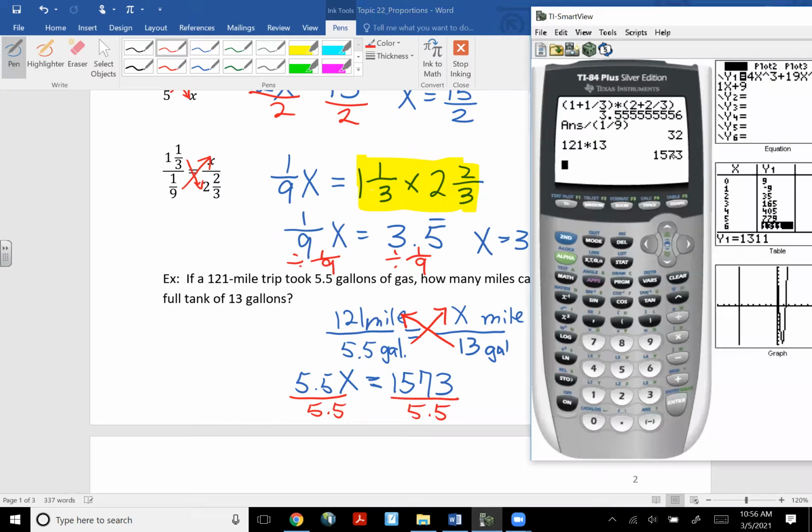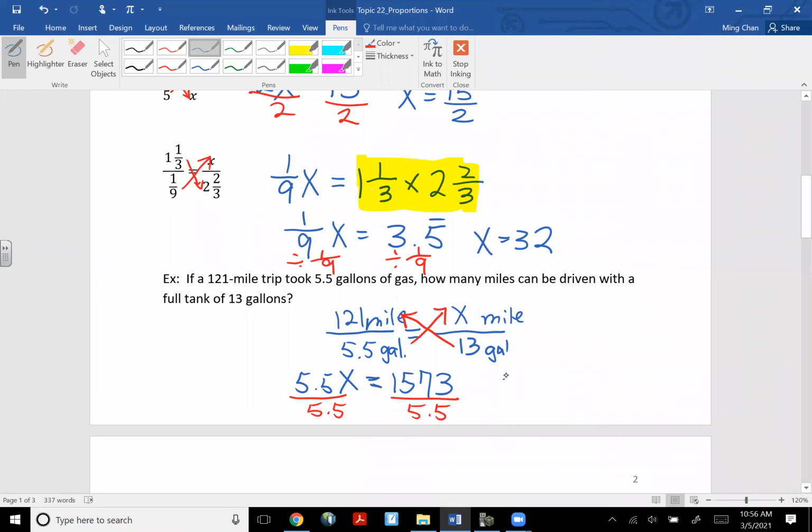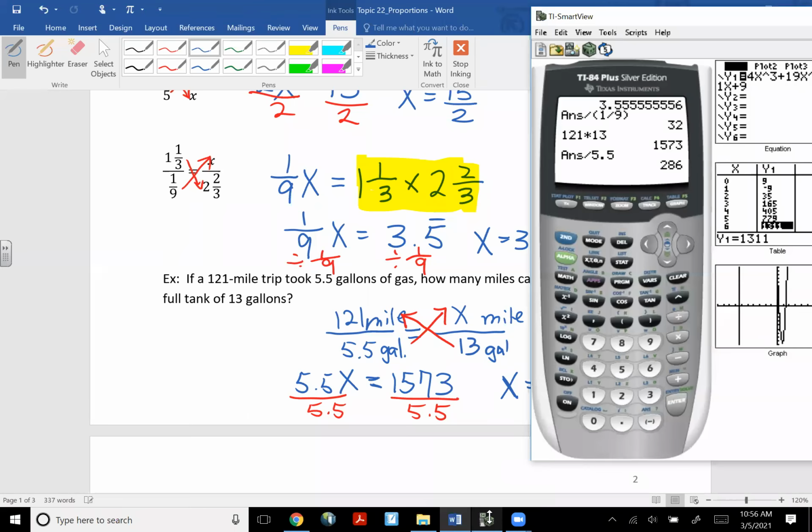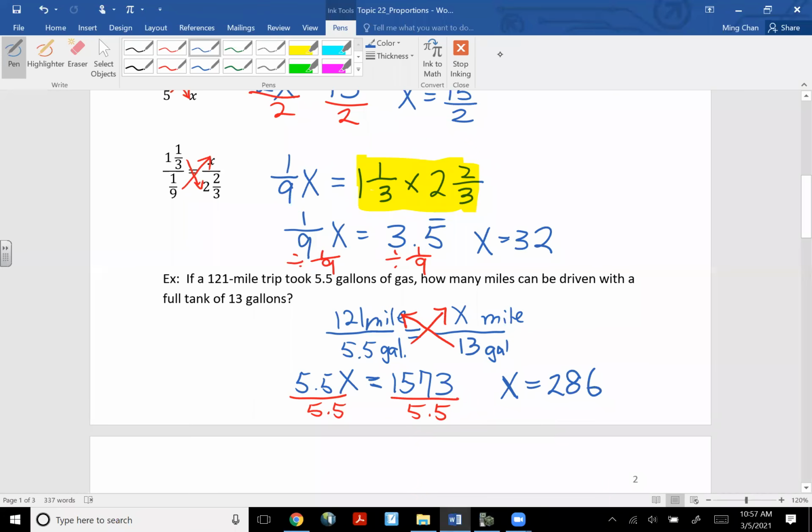So with the 1573 on my calculator, divide by 5.5. I don't need a parenthesis for 5.5. 5.5 is just one number, one term. 286. So that tells me that 13 gallon of gas allowed me to go 286 miles. Okay.